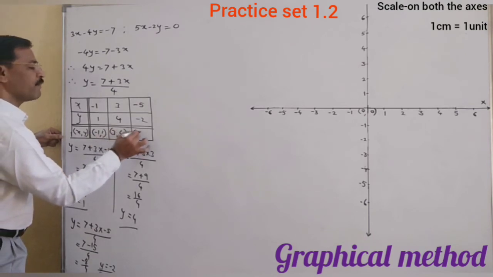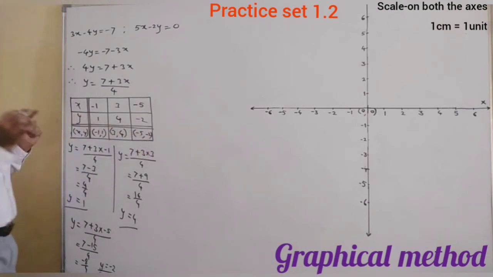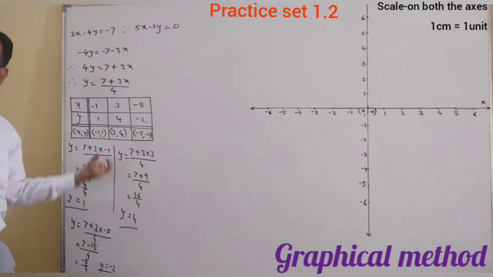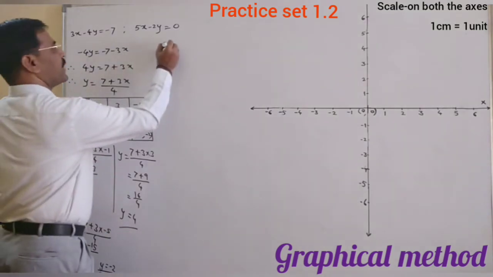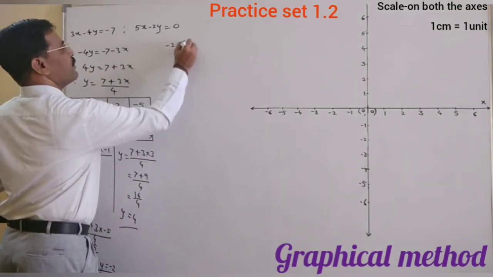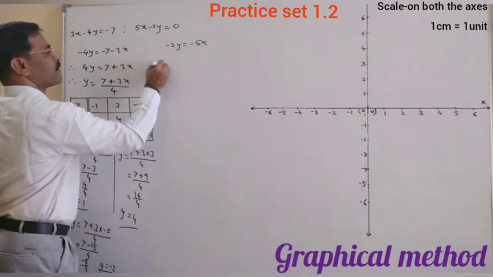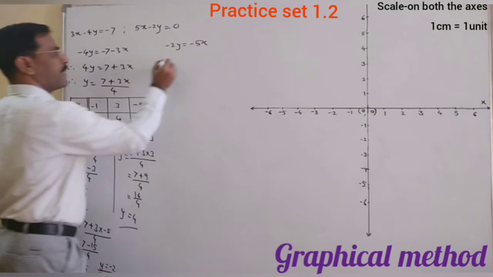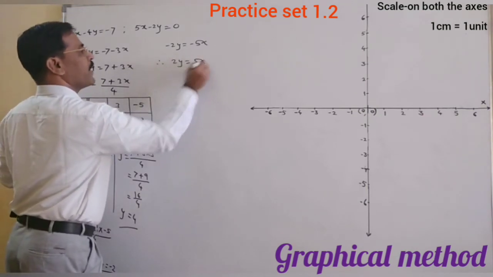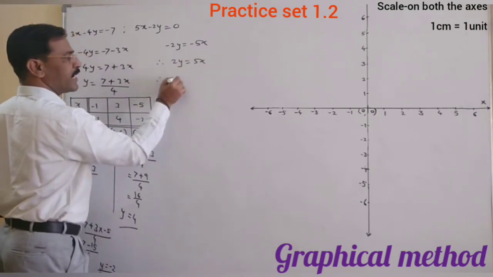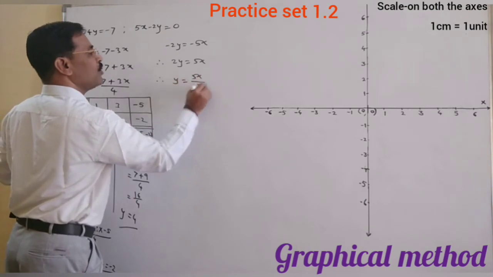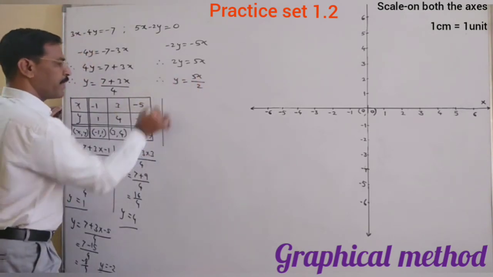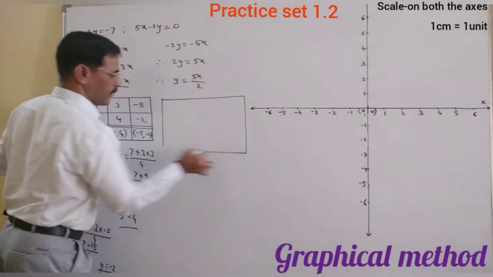Now one more equation is there. That one also we are going to take very similar to the previous one. See here. I'll take -2y, which is equal to -5x. First of all, both have the same sign, that is minus. I will just change the sign. So 2y equal to 5x. Now take this 2 to that side. Y equal to 5x upon 2. Now we prepare the table here. Okay friends.